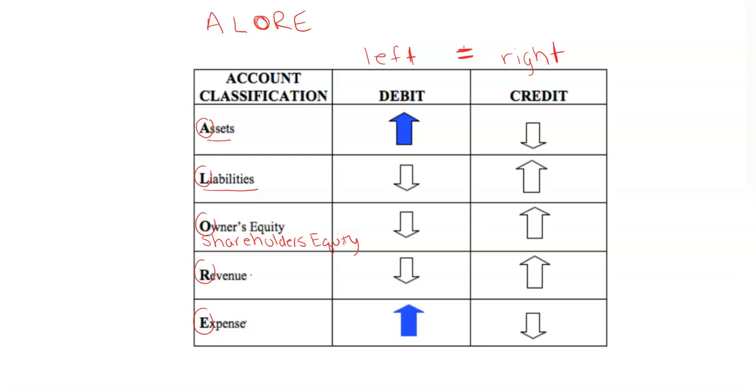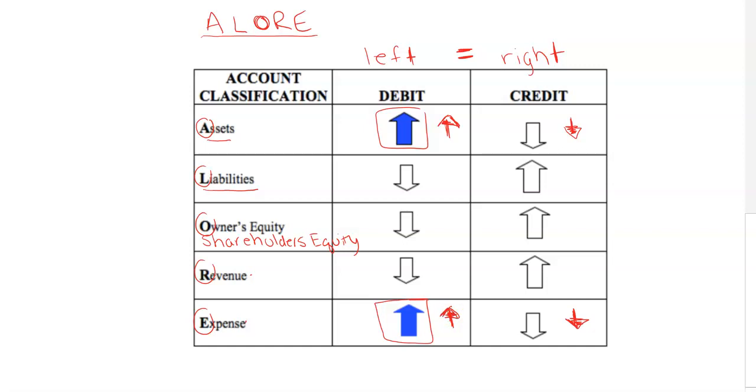Now, the reason why I said to set this classification system up using ALOR is because if you just take the first one and the last one, so those are your assets and your expenses, whenever we try to increase an asset, we debit it, okay? And then that means we just do the opposite to the opposite side. So whenever we try and decrease or bring an asset balance down, we credit that. And then the same thing, whenever we try to decrease an expense item down, we credit it. And then whenever we try and increase an expense balance, we debit it, okay?